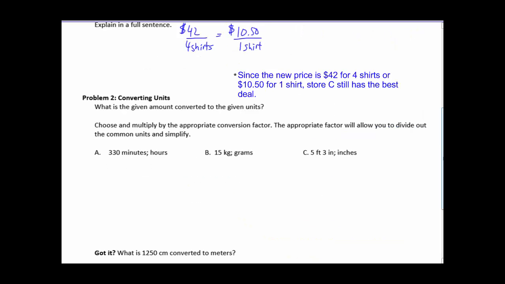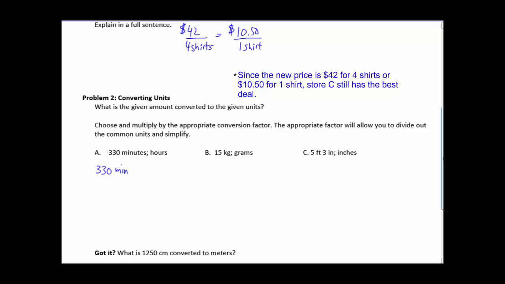Problem 2. To convert from one unit to another, such as feet to inches, we multiply by conversion factors to produce the desired units. This gives us a ratio of 2 equivalent quantities, and the conversion factor that we multiply by is always equal to 1. So we want to choose the appropriate conversion factor, which will allow us to divide out the common units and then simplify. For instance, if we have 330 minutes and we want to change that to hours, we start with 330 minutes.